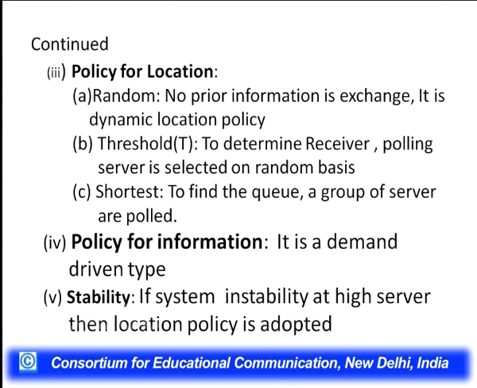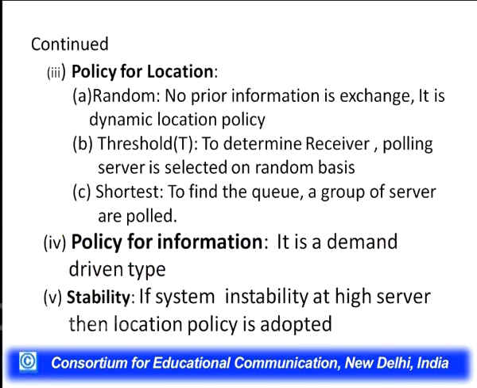And the third condition is the policy for locations. Random: no prior information is exchanged, it is a random location policy. And with a threshold T, to determine a receiver, the polling server is selected on a random basis. Shortest to find the queue, a group of servers are polled. And the next condition is the policy for information. It is a demand driven type, and last is the policy for stability. So if a system is unstable at a high server, then the location policy is adopted.